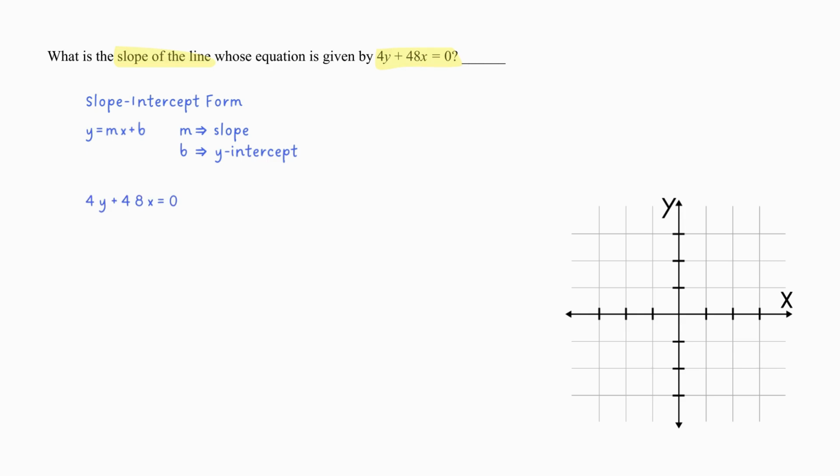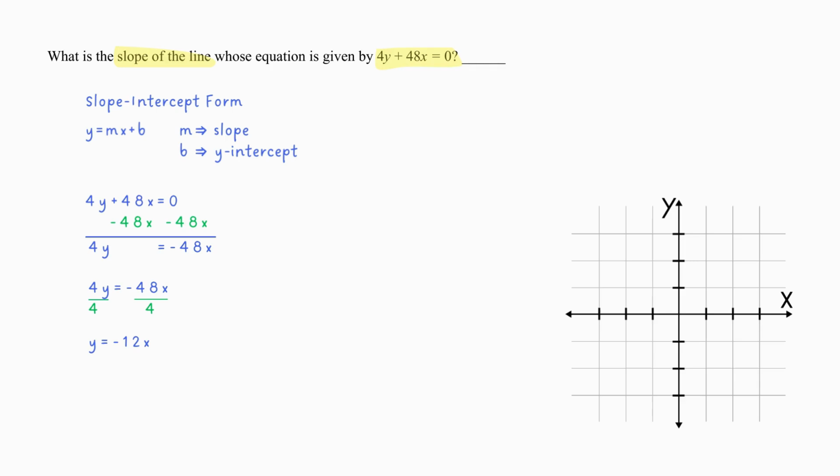Our job is to get y all by itself on the left side. Since we want y on the left and x on the right, we need to subtract 48x from both sides. So we get 4y equals negative 48x. Right now, y is being multiplied by 4. To remove the 4, we divide both sides by 4. So we get y equals negative 12x.